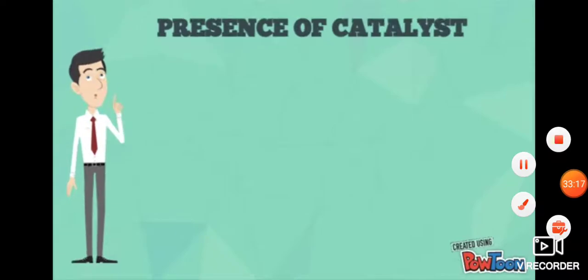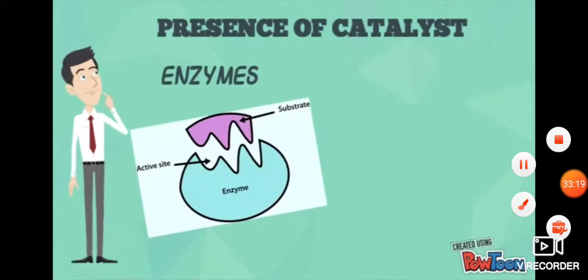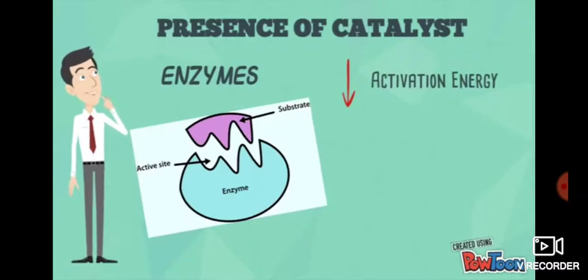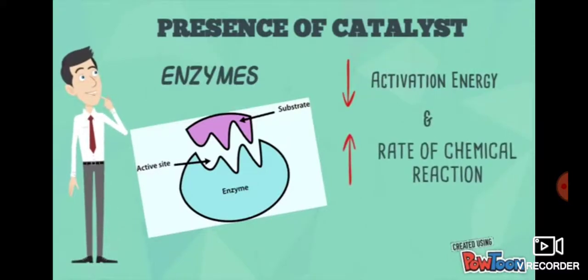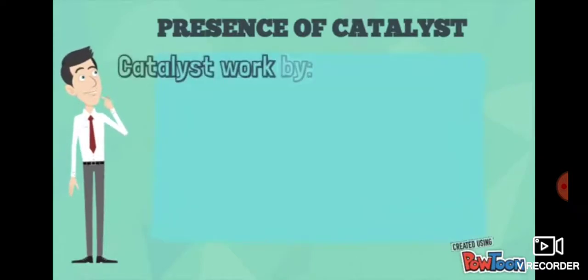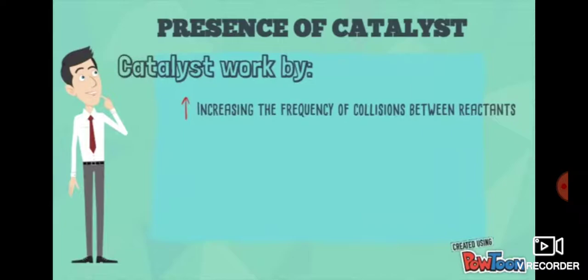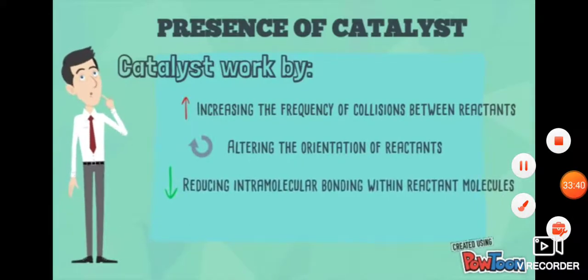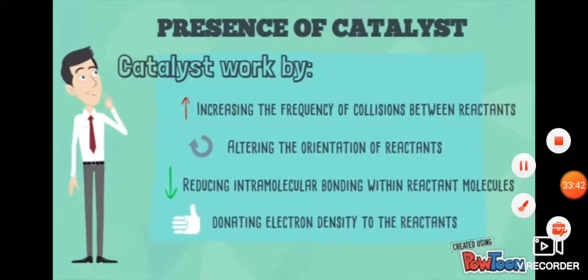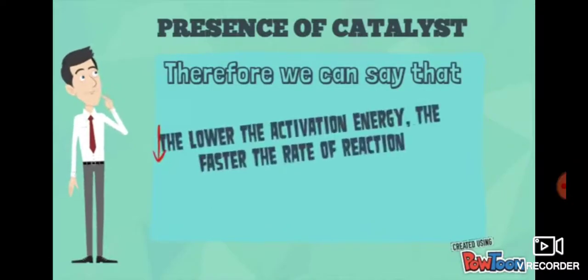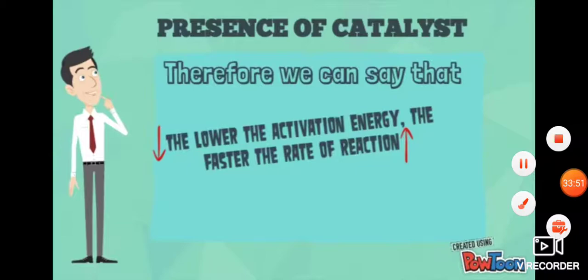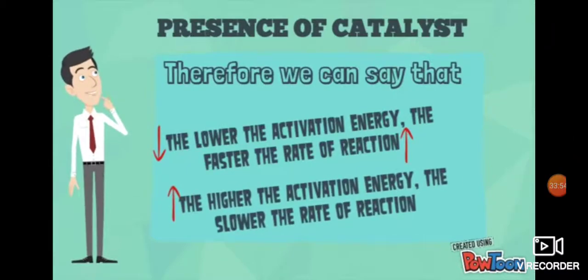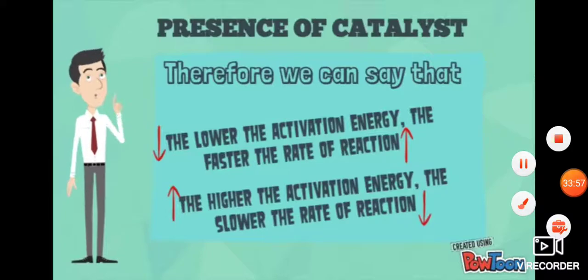Presence of catalyst. Catalysts, for example enzymes, lower the activation energy of a chemical reaction and increase the rate of reaction without being consumed in the process. Catalyst works by increasing the frequency of collisions between reactants, altering the orientation of reactants so that more collisions are effective, reducing intermolecular bonding within reactant molecules, or donating electron density to the reactants. Therefore, we can say that the lower the activation energy, the faster the rate of reaction, and the higher the activation energy, the slower the rate of reaction.